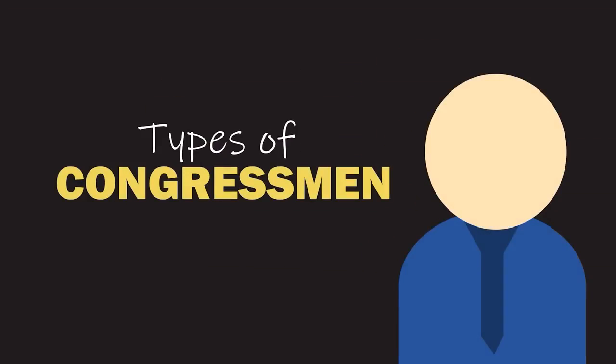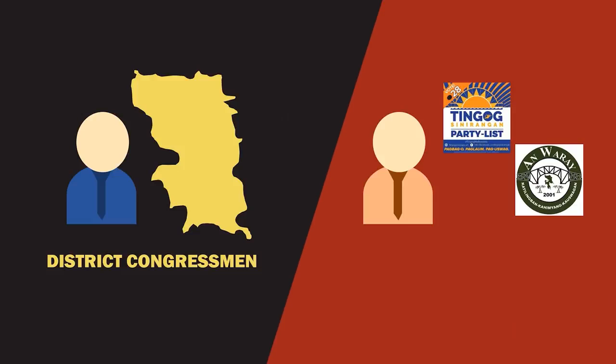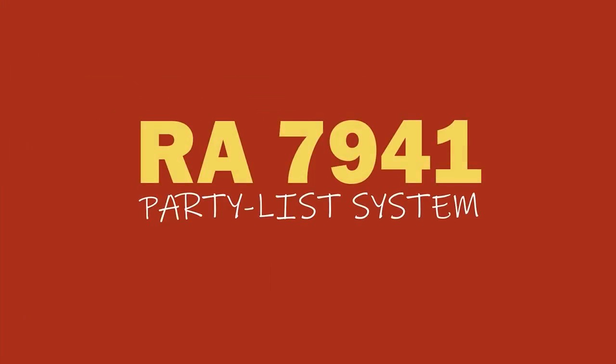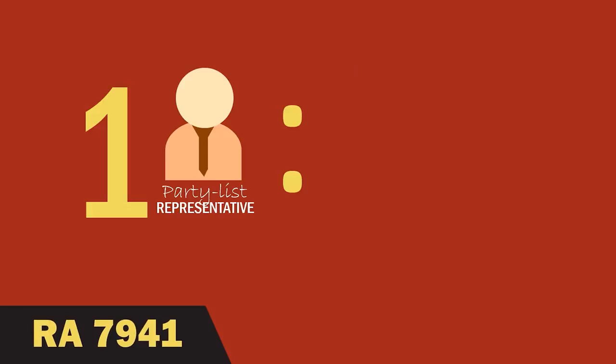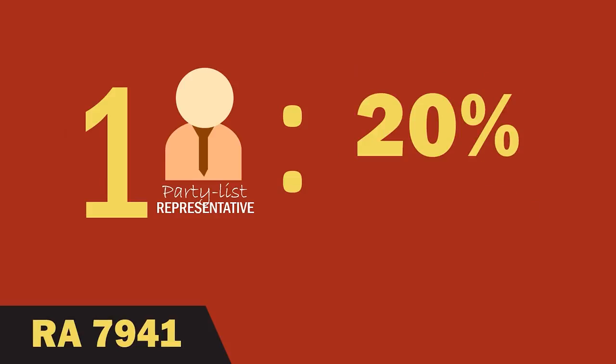There are two types of congressmen: the district representatives and the party list representatives. The district representatives represent a particular congressional district of the country, while the party list representatives represent the minority sectors of the population. Republic Act No. 7941, otherwise known as the Party List System Act, mandates that there should be one party list representative for every 4 legislative district representatives, or 20% of the total number of House of Representatives.